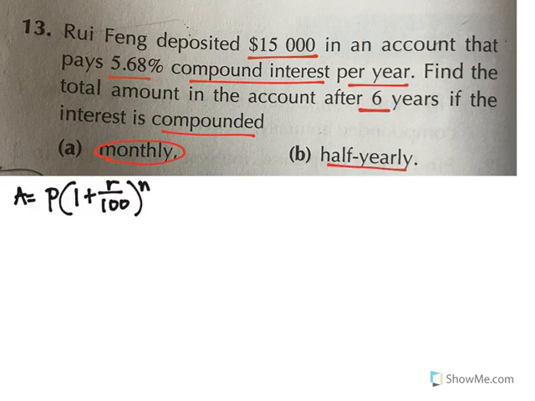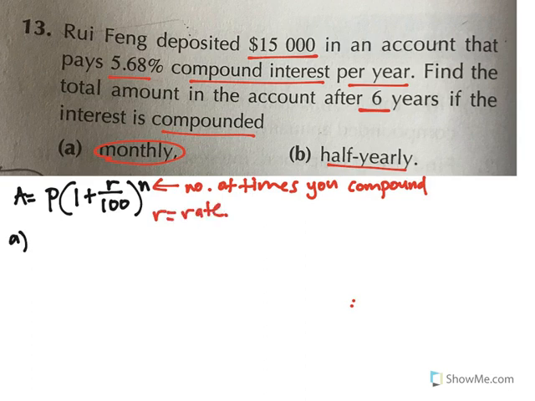Okay, just a recap on your formula. So total amount equals principal times (1 plus the rate over 100) close bracket to the power n. By now you should know that n is the number of times you compound. And your r is your rate.